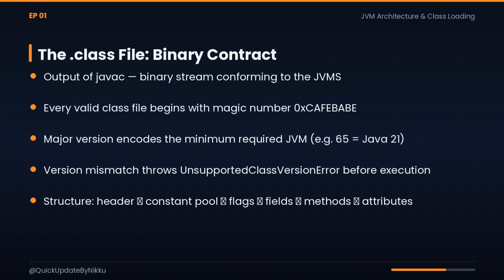When Java compiles your source file, it produces a binary stream that must conform exactly to the Java Virtual Machine specification. The first 4 bytes are always 0xCAFEBABE. The JVM checks this immediately and rejects anything else. The 2 bytes that follow encode the major version number, so a class compiled with Java 21 carries major version 65. If you try to run that class on a Java 8 JVM, which only understands up to major version 52, the JVM throws an unsupported class version error before it even looks at your bytecode.